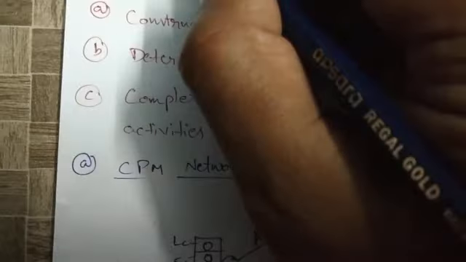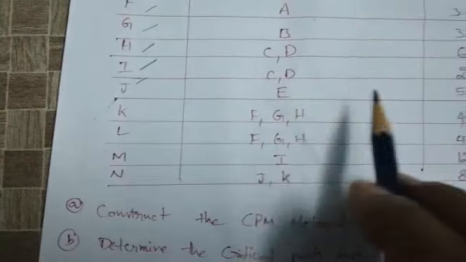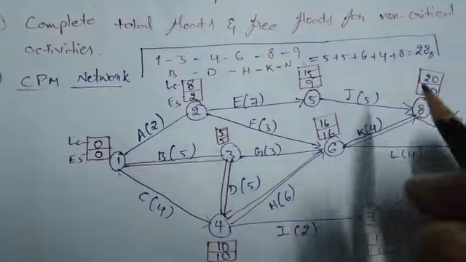Next, I is completed and J has a single immediate precedence, E. So J starts from the end of E.